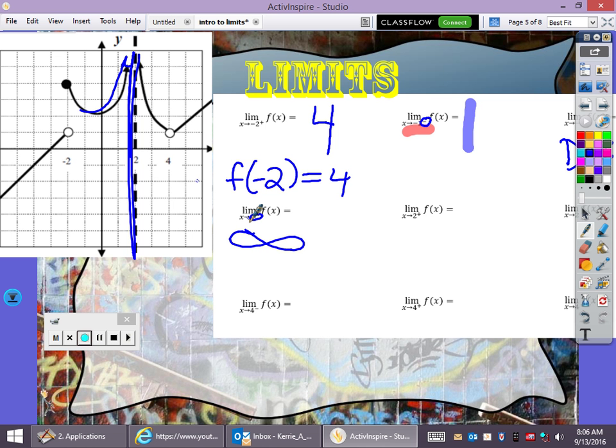Now, it is asking from the right-hand side. From the right-hand side, as I approach 2, what am I heading towards? Infinity. At exactly 2, what are they both heading towards? Infinity. Yes, there are 2 different paths, but both paths are heading towards positive infinity, so we can go for infinity at the limit as x approaches 2.